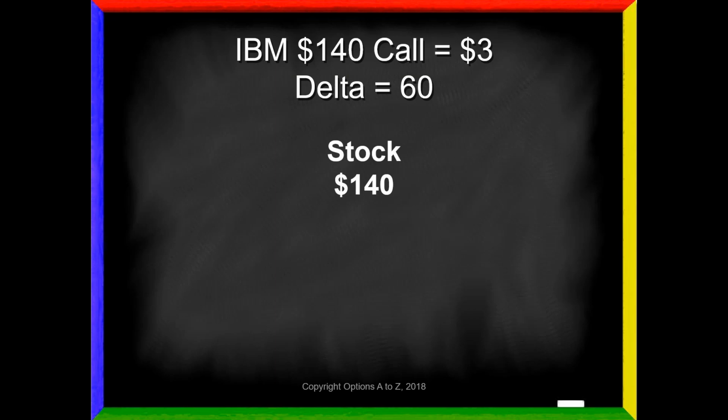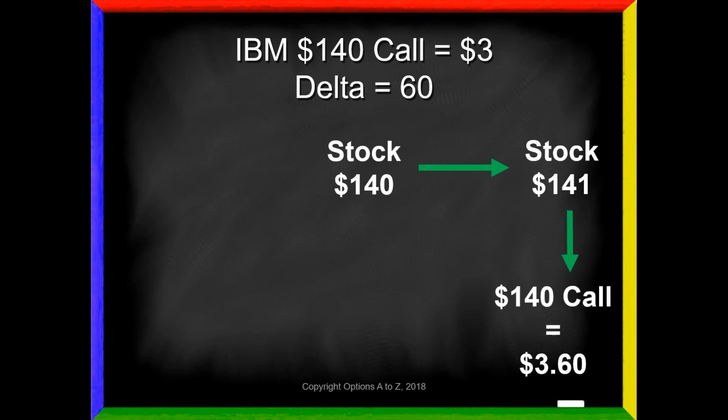So our stock, let's say, is trading at 140. So if the stock were to rise $1 right now, and that's important, not 15 minutes from now, not tomorrow, not next week, right now. It's what we call an instantaneous jump. If it moved $1 right now, that option's price would pick up 60% or 60 cents of that $1 move. So instead of trading for 3, we should see that call trading for about $3.60.